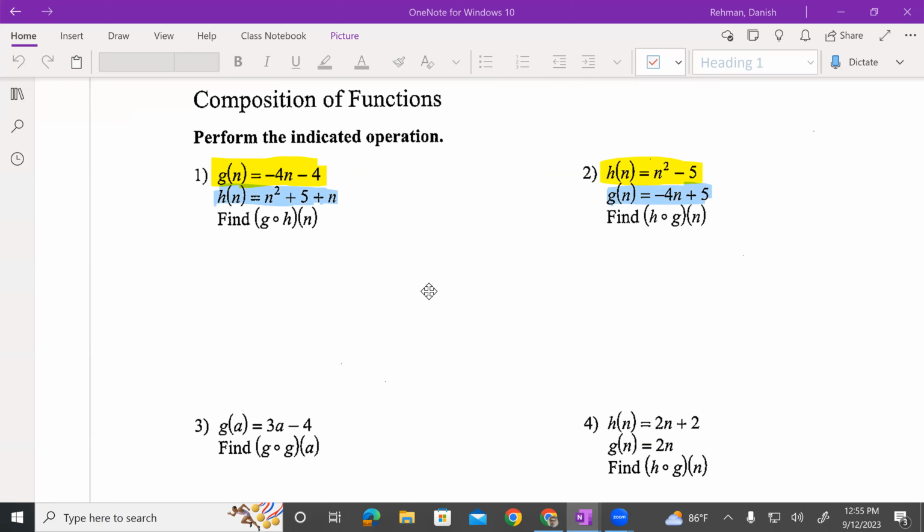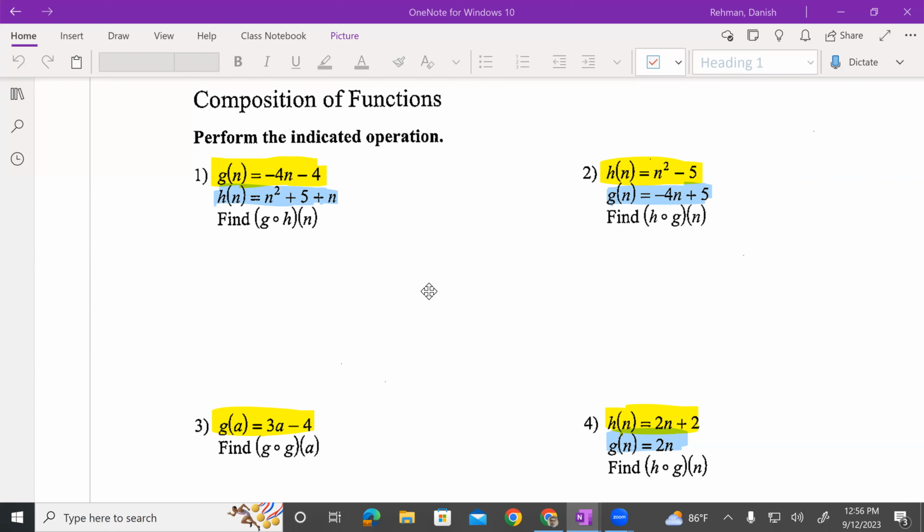Question number 2 also has 2 functions. Question number 4 also has 2 functions. Is there something different with question number 3? Yes, there is only one function. But if you look at it, the requirement is also to find something with one function only. Now I will solve question number 1 first for you.